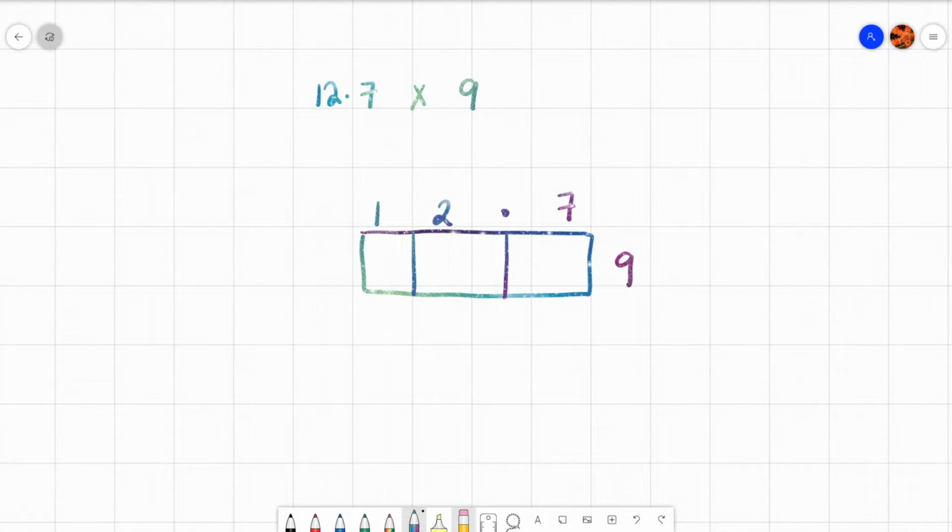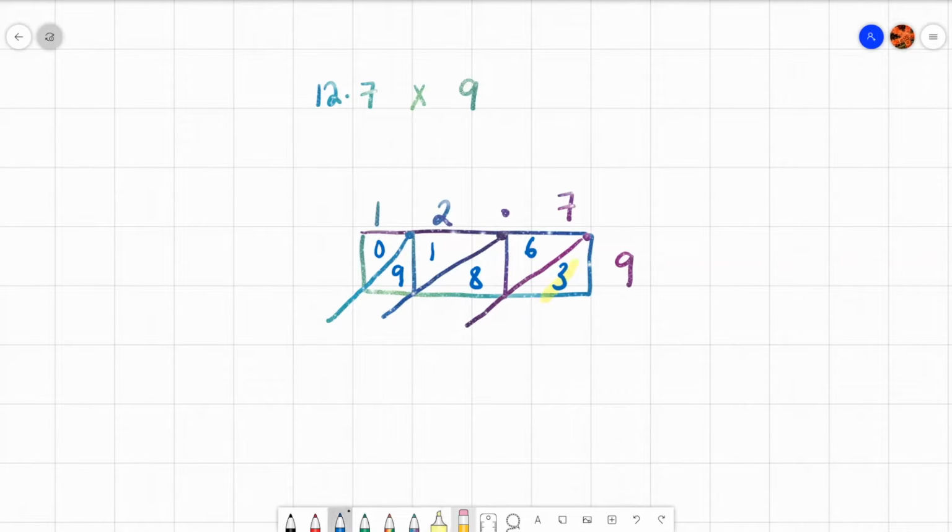Again, you still need to draw your diagonals. So top right down to the bottom corner and extend. Top right down to the bottom corner, extend. Then you just multiply your numbers together. So we've got 7 times 9, which is 63. We've got 2 times 9, which is 18. And 1 times 9, which is just 9, so 0, 9. Then you just need to add the diagonals.